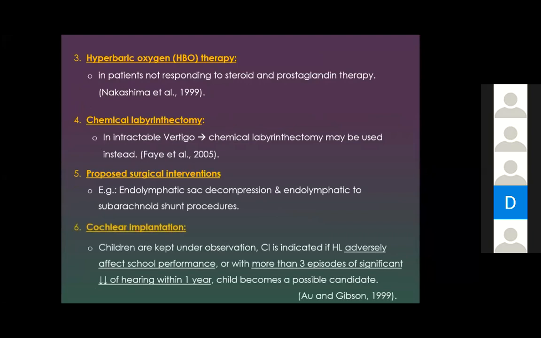Cochlear implantation: a patient becomes a candidate with severe progressive hearing loss which is not corrected by hearing aid and adversely affects school performance, or with more than 3 episodes of significant diminution of hearing within 1 year.